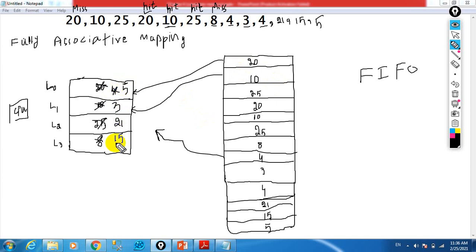So this process we can say is the FIFO replacement algorithm. But now I'm discussing the next replacement algorithm, that is the least recently used algorithm, which is totally different from the FIFO algorithm. So now, how does the least recently used algorithm work? Let me explain that.